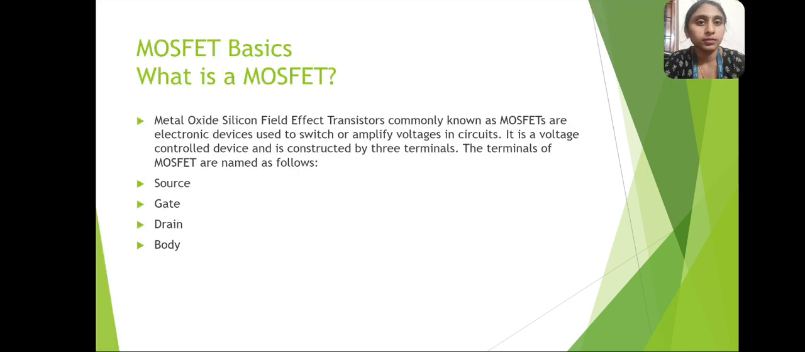What is MOSFET? Metal oxide silicon field effect transistor, commonly known as MOSFET, is an electron device used to switch or amplify voltage in the circuit. It is a voltage control device and it is constructed with three terminals. The terminals of MOSFET are named source, gate, drain, and body. In this MOSFET, the three terminals used are source, gate, and drain. It is similar to a transistor, such as base, emitter, collector.